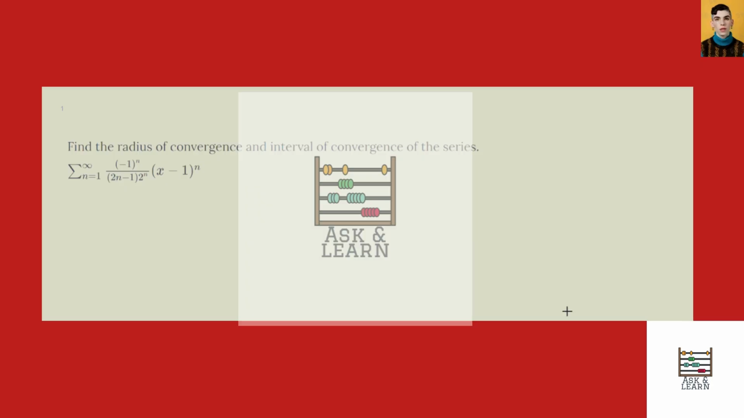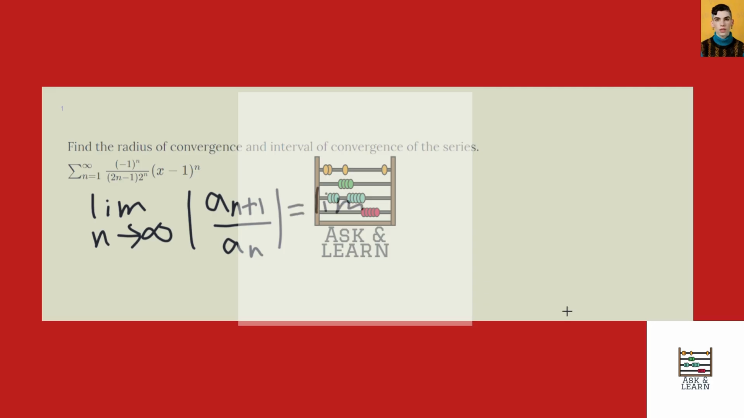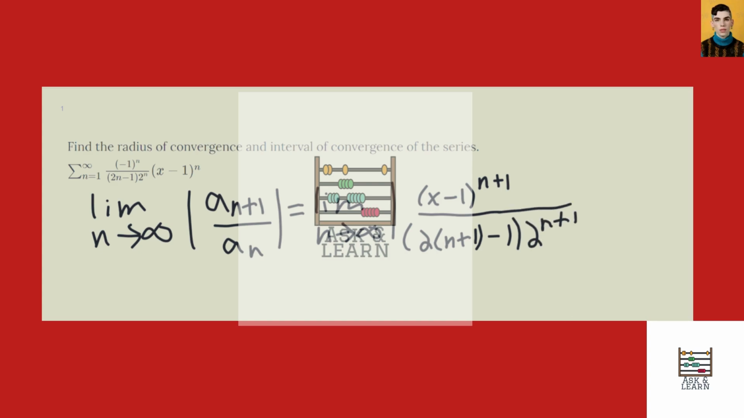To figure out the radius of convergence here, we'll use the ratio test. So take the limit as n goes to infinity of the absolute value of a_(n+1) over a_n, where a_n is this whole chunk here, including the x values. So this is the limit as n goes to infinity of the absolute value of (x minus 1) to the n plus 1 over (2 times (n plus 1) minus 1) times 2 to the n plus 1. So this is our a_(n+1), except we've tossed out the (minus 1) to the n.